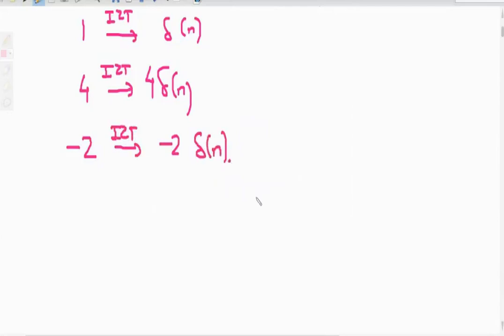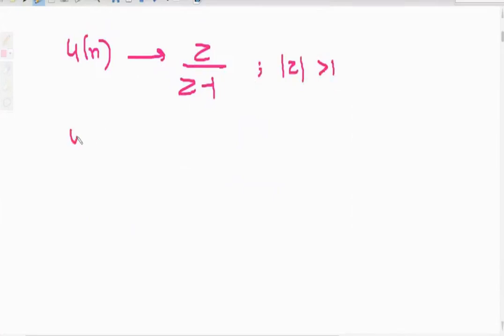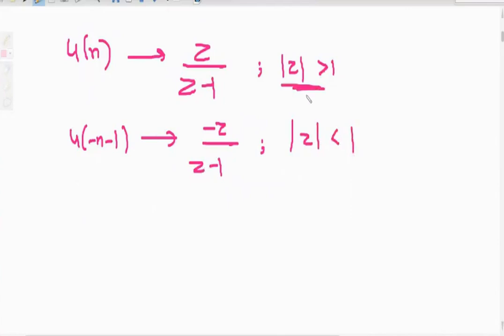Now, we have seen that u of n has Z transform Z upon Z minus 1, and the ROC is magnitude Z greater than 1. And u of minus n minus 1 has Z transform minus Z upon Z minus 1, and here the ROC is magnitude Z less than 1. So with u of n, your ROC is magnitude Z greater than, and with u of minus n minus 1, your ROC is magnitude Z less than.